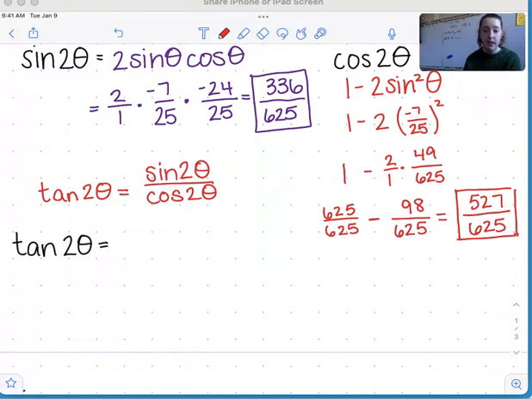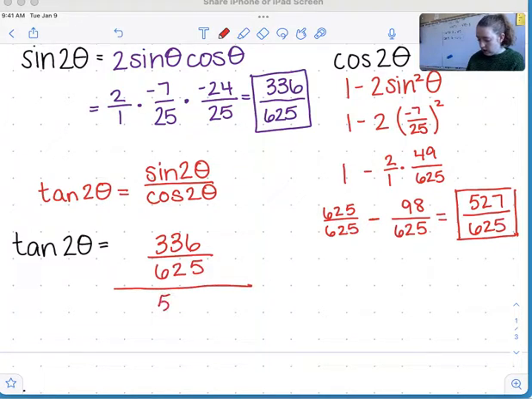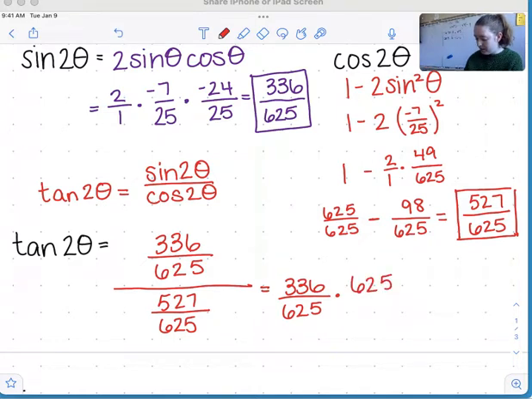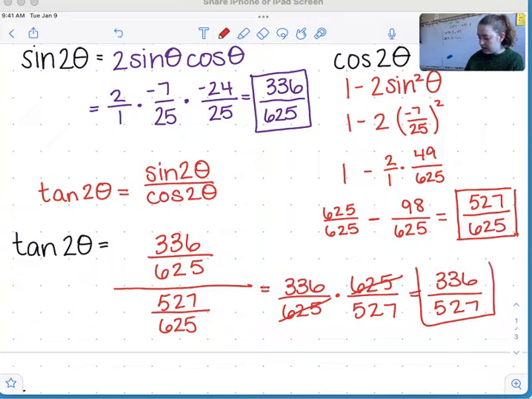We know that tangent is sine over cosine. So I'm going to take our sine, 336 over 625, and divide that by my cosine, 527 over 625. So then we're dividing by fractions, so we're going to multiply by the reciprocal. So we have 336 over 625 times 625 over 527. Those 625s are going to cancel out. And I got 336 on top, 527 on the bottom for our tangent of 2 theta.